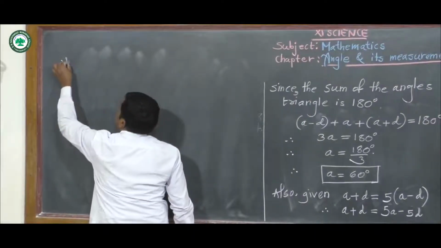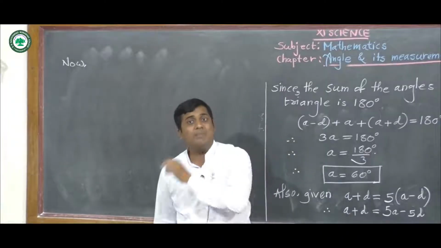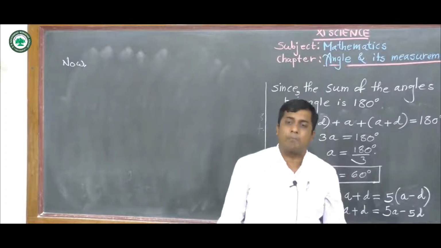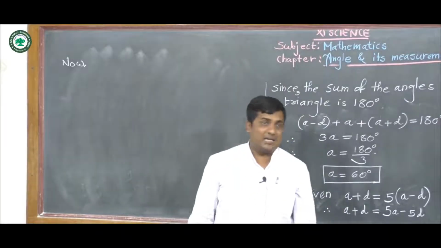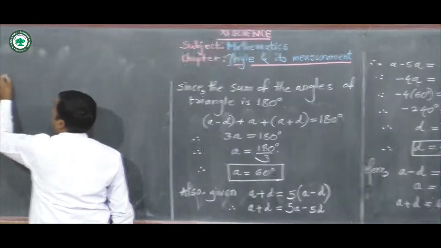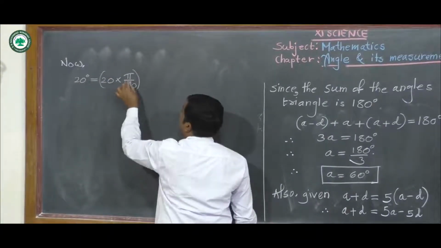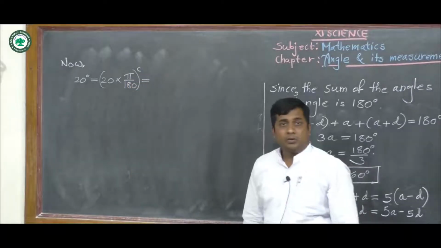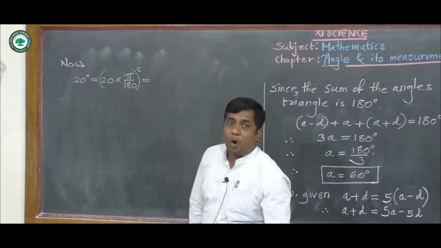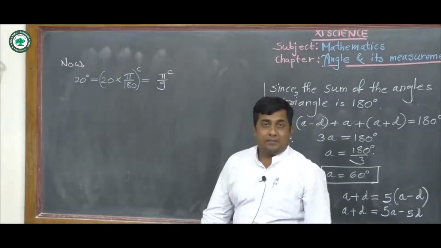Okay, so we consider the given degree measures. We have to convert this degree measure into radian measure, and to convert these we multiply the given measure by pi by 180. Here first is 20 degrees. So 20 degrees is equal to 20 into pi by 180, and this is in radians. Now we know 20 upon 180 is 1 upon 9. So we get pi by 9 radian.